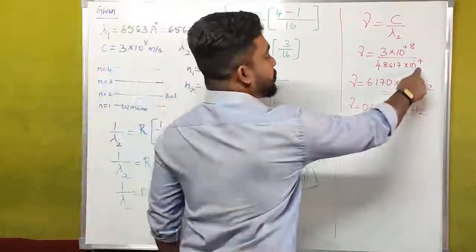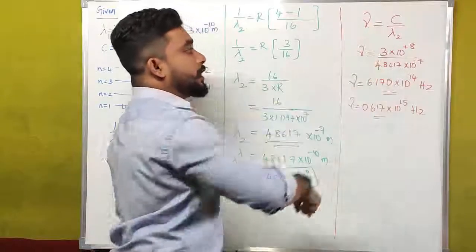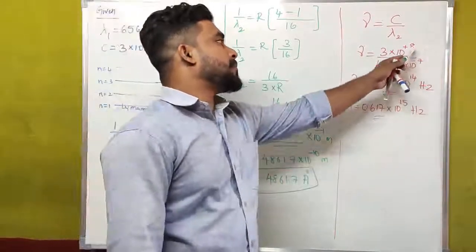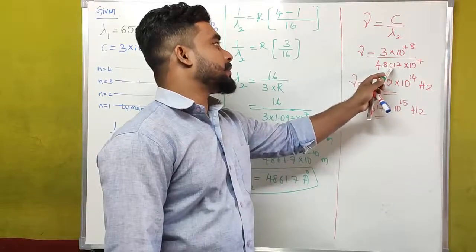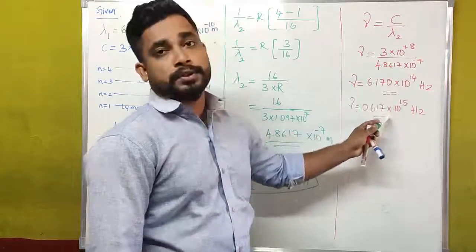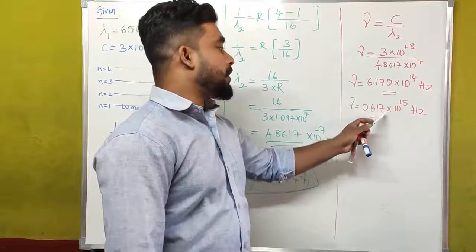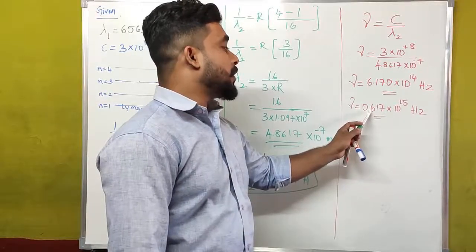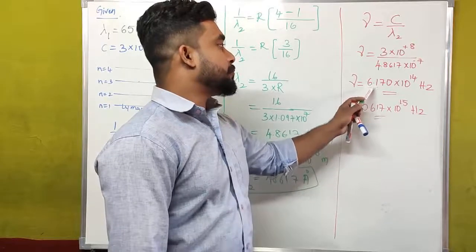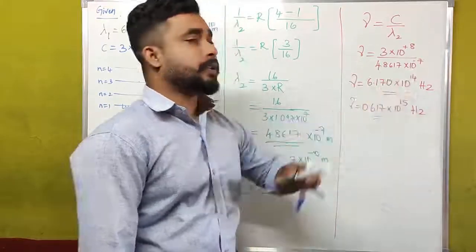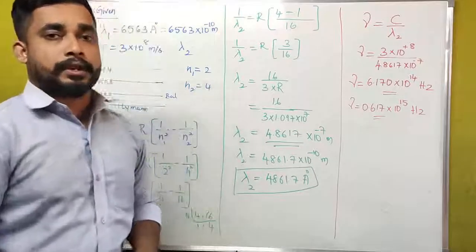Because 10 to the power of minus 7 will go to the numerator and it will become plus 7. Plus 7 plus 8 is equal to plus 15. 3 divided by 4.8617 is equal to 0.617. Okay, here I have shifted the decimal point one place to the right in the equation. Then what we will get here is 6.170 into 10 to the power of 14 hertz as our answer.